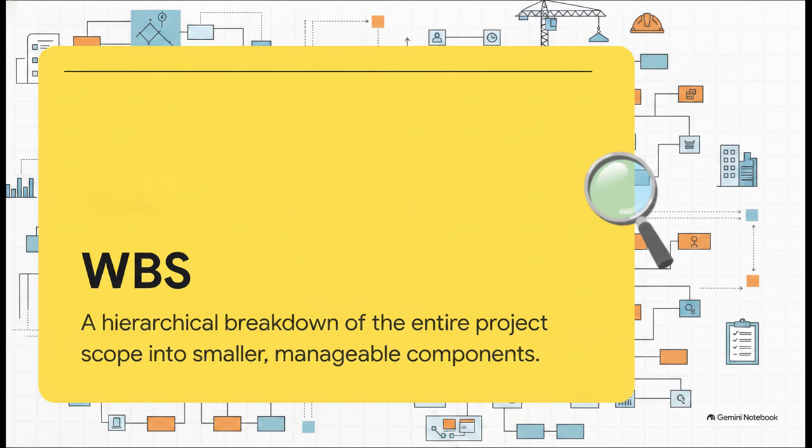Think of it as a hierarchical breakdown of your entire project scope into smaller, much more manageable components, which we call work packages and activities. By logically slicing the project up, it becomes infinitely easier to plan, schedule, resource, and ultimately control the whole shebang.